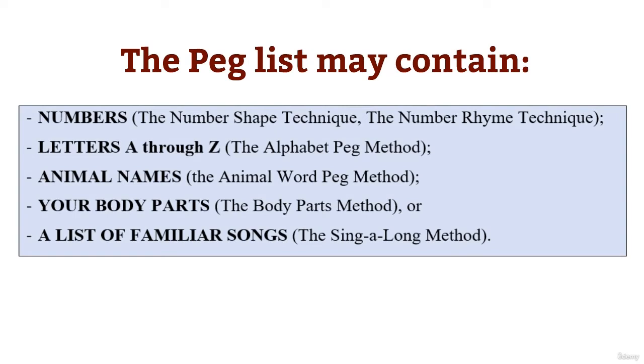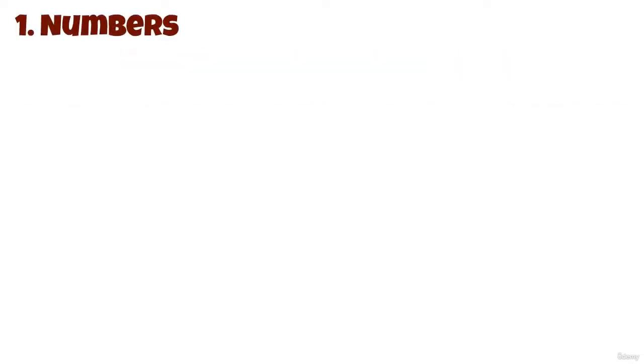The most used PEG structures are numbers. Using numbers as PEGs is the easiest technique to create a structure for memorizing different items in order. There are two very similar techniques by which you can do this: the number rhyme technique and the number shape technique. Both work in the same way by associating the numbers from 0 to 9 with simple and memorable images based on their sound or shape, which will help you memorize different things. Let's see the associated images used by these two simple methods.